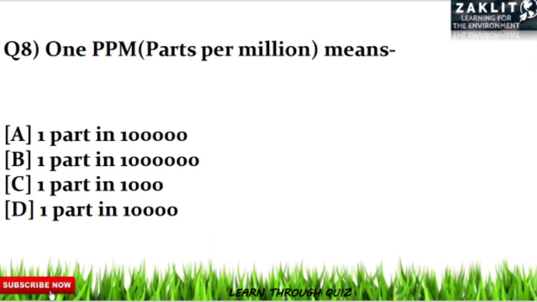The eighth question was very simple yet very basic. The question was, 1 ppm, that is 1 part per million, means what? And here the correct option will be option number B, 1 part per million means 1 part in 10 lakh. So million means 10 lakh. That's why the correct option will be option number B. Let's move to the ninth question.